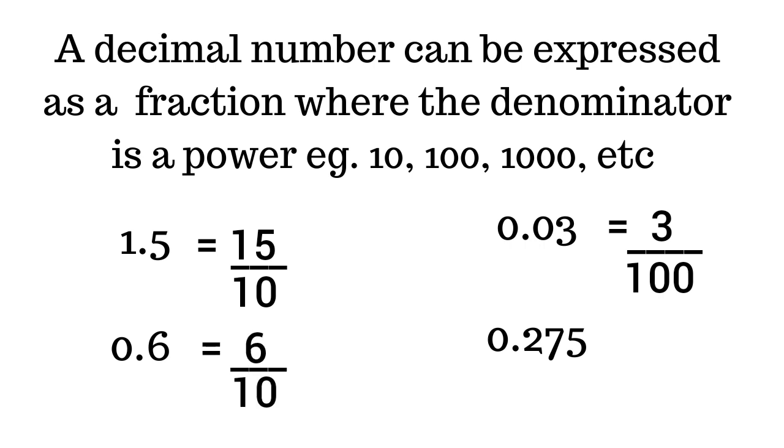0.6 will give us 6 over 10. 0.6 has one decimal place, so we take off the point and we have 6 over 10. 0.275 will give us, taking off the point and the 0, 275 over 1000. That can be simplified further to give us a fraction in its lowest term by cancelling using a common factor. You already know how to do that.